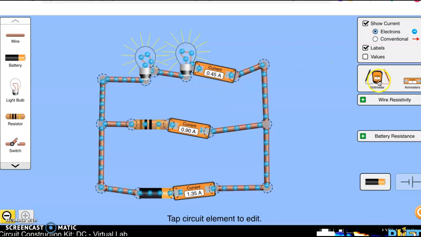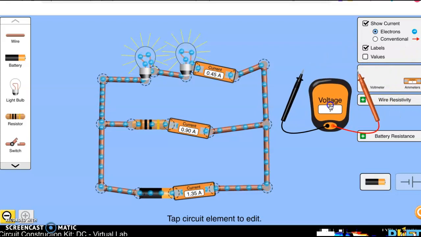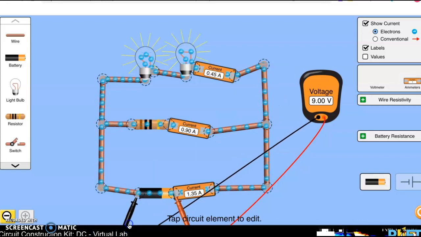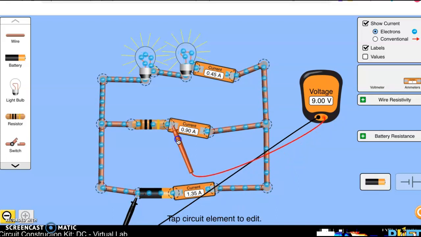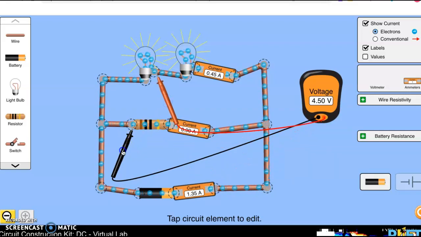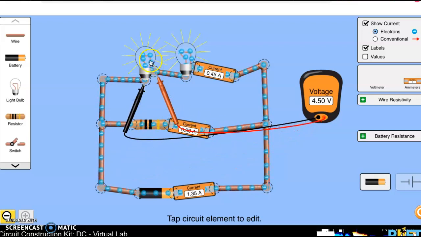And just for fun, I'm going to review the voltmeter. So if I want to know some voltages, let's look at the voltage across the battery first. So the battery is 9 volts, giving out 9 volts of energy. I'll look at it across the resistor now. So the resistor is also 9 volts, so it's actually using up 9 volts of energy. And I'll do it across a light bulb. So one light bulb is using 4.5 volts.